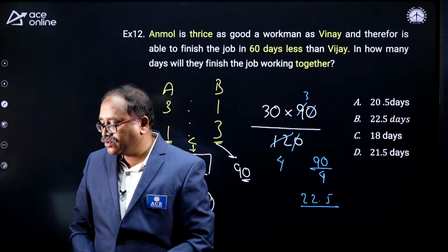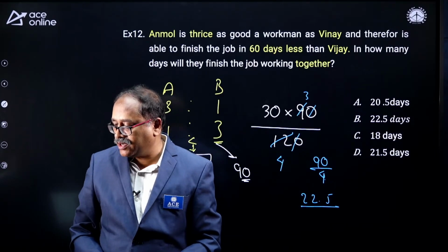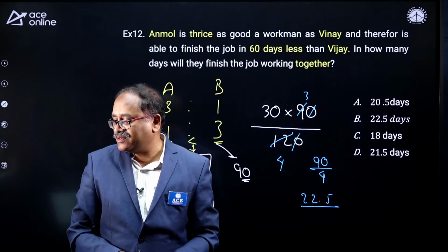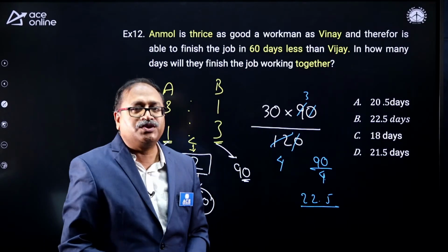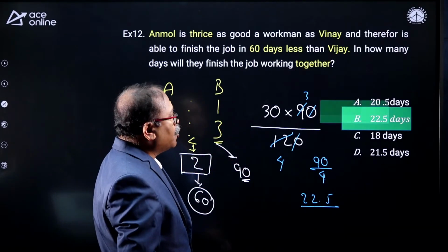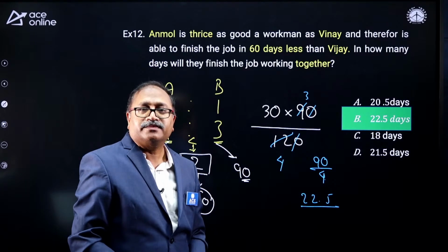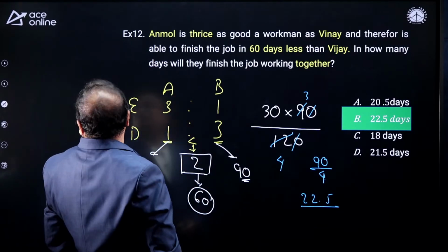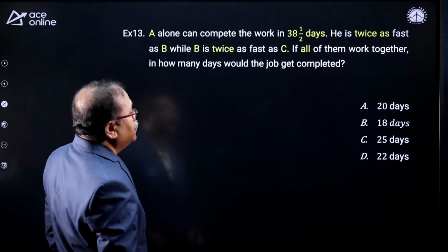Is anyone answering the question? Yeah, that's great, that's great. The one lady constantly answering the question, that's Anusha. That's good. So 22.5, that means my answer should be option B. That's good. Now, the next one here.